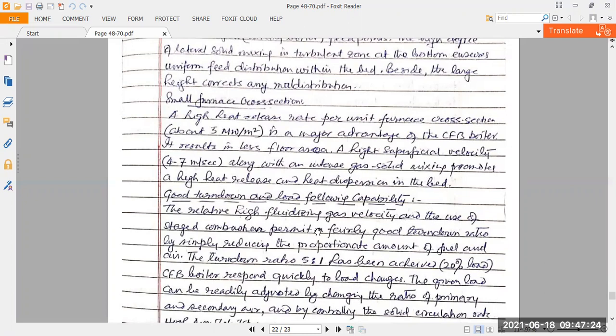Next, turn down and load following capabilities. Good turn down and load following capabilities. The relatively high fluidizing gas velocity and the use of staged conversion permit a fairly good turn down ratio by simply reducing the proportionate amount of fuel and air. The turn down ratio is 5:1.